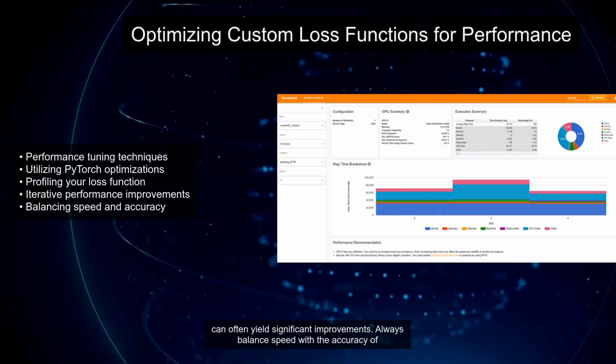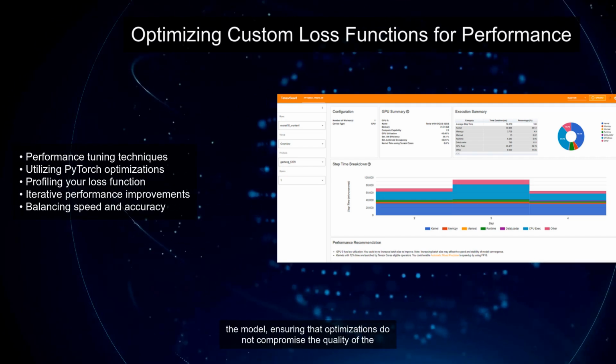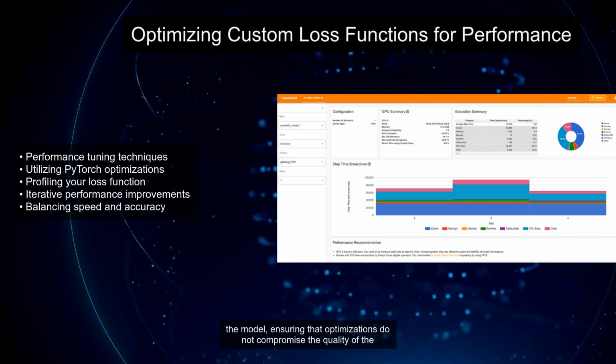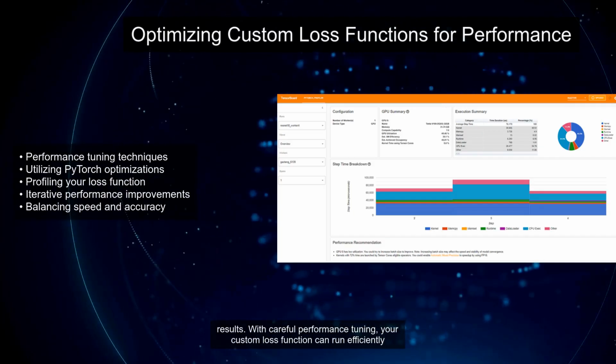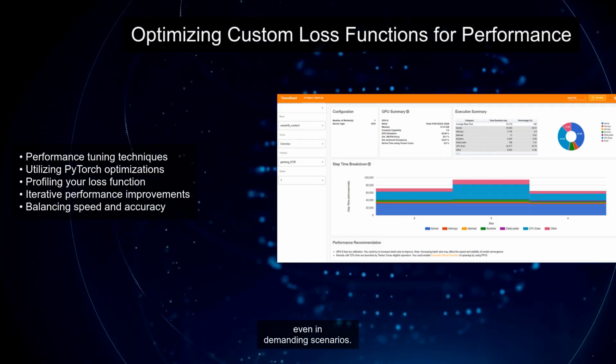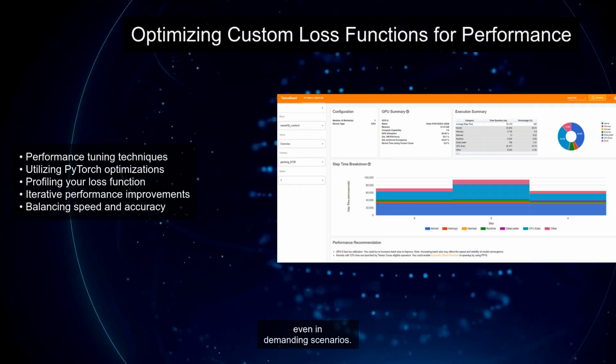Small tweaks can often yield significant improvements. Always balance speed with the accuracy of the model, ensuring that optimizations do not compromise the quality of the results. With careful performance tuning, your custom loss function can run efficiently even in demanding scenarios.